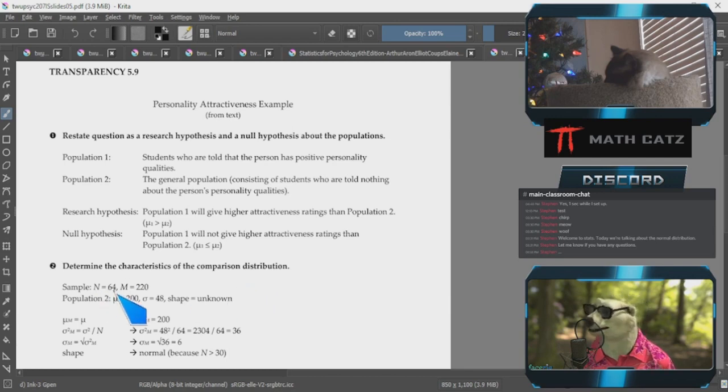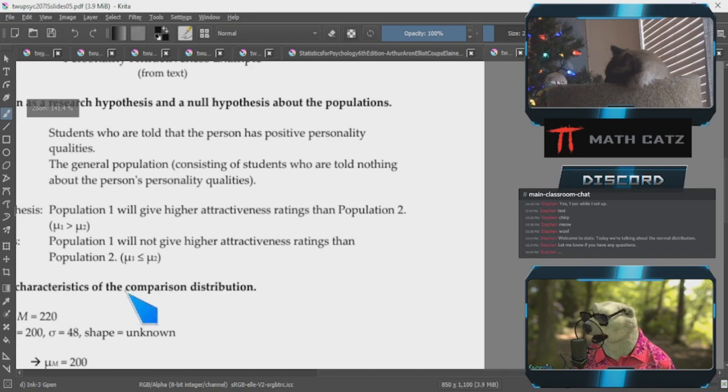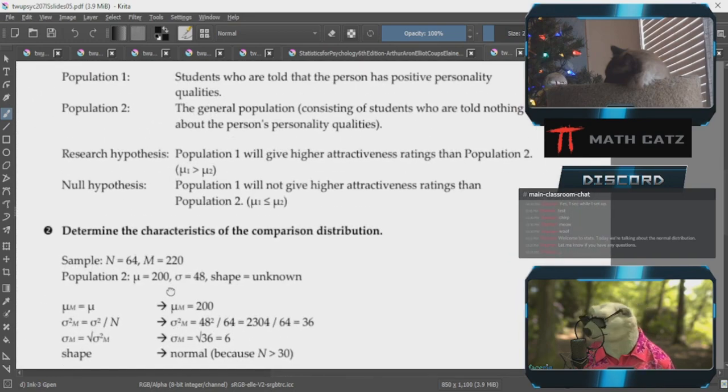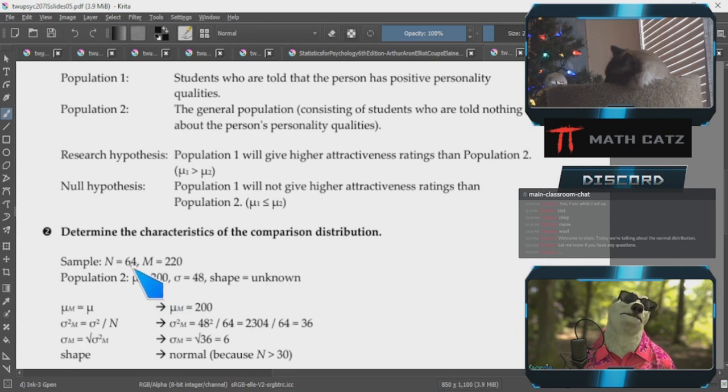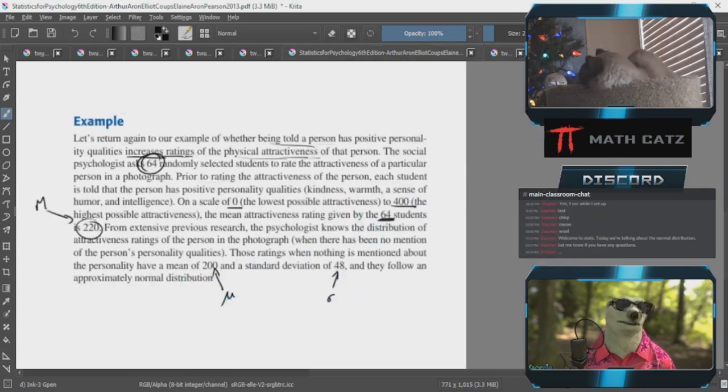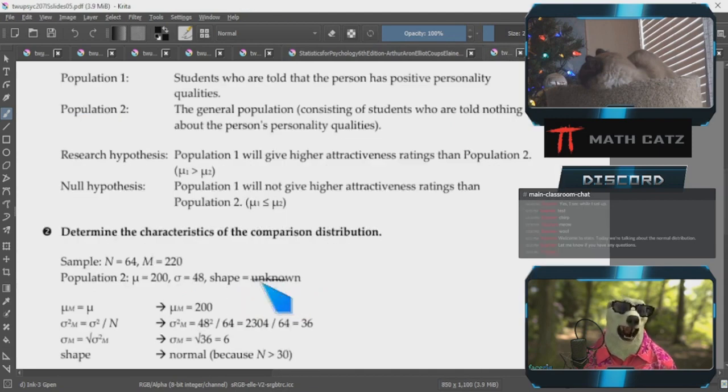So I have a sample of 64. Let's see if I can zoom in on that. I think we can do a little zoom for sure. I have a sample size of 64, sample mean of 220, and my population of individuals that I'm sort of measuring this against has a mean of 200, standard deviation of 48. Shape unknown. Didn't they say it's approximately normal? Yeah, so let's just fix that. I don't actually care in this case. It's approximately normal, they say. Because our sample size is large enough, I actually don't care.